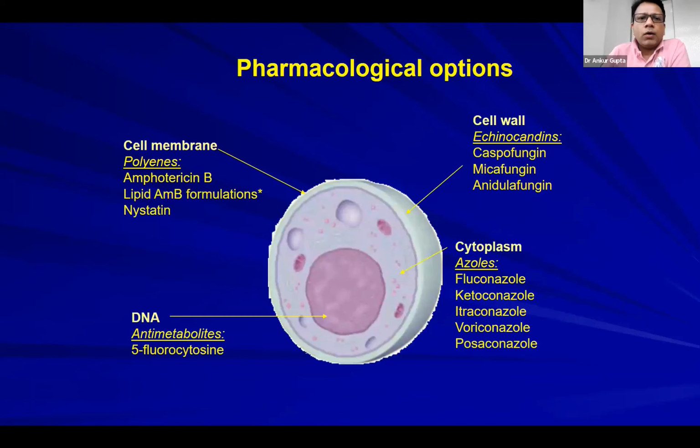Okay. What are the different agents available? Again, like bacteria, we have cell wall inhibitors. You have echinocandins in that class. You have drugs which act on the cytoplasm, all the azoles, DNA inhibitors, 5-fluorocytosine, and of course, drugs which act on the cell membrane, which is amphotericin B and AmBisome and that type of drugs.